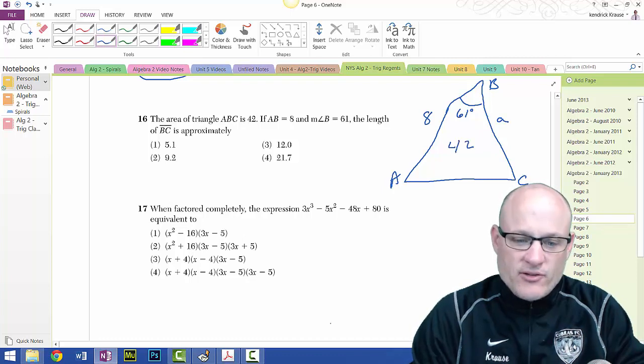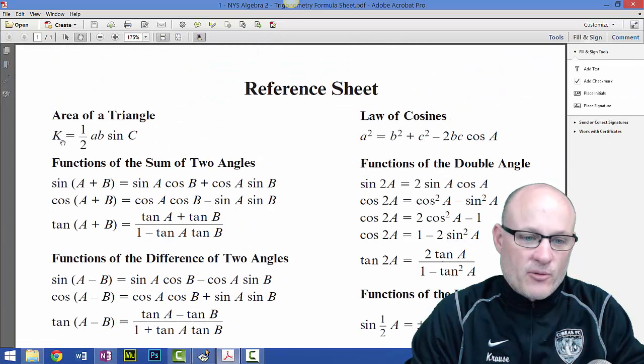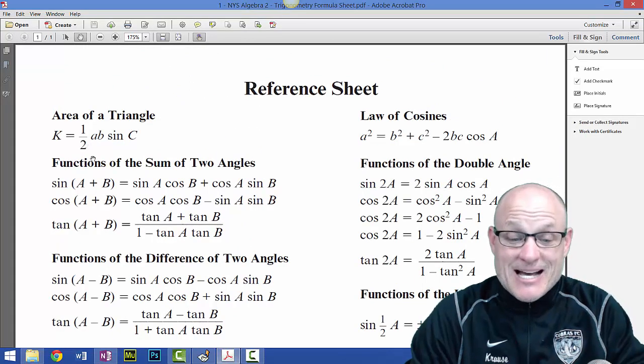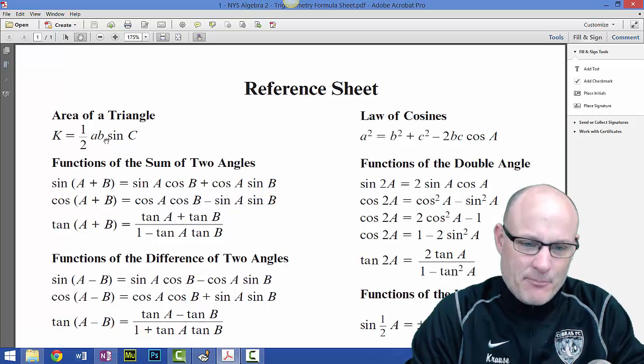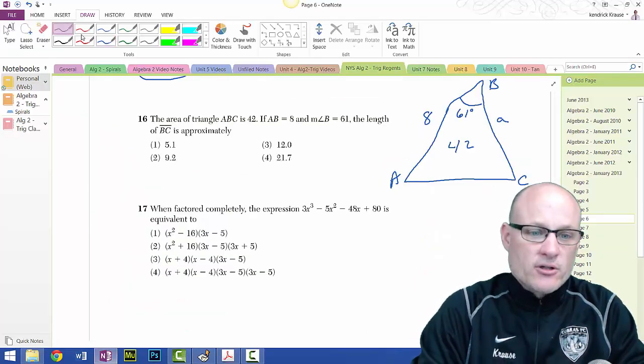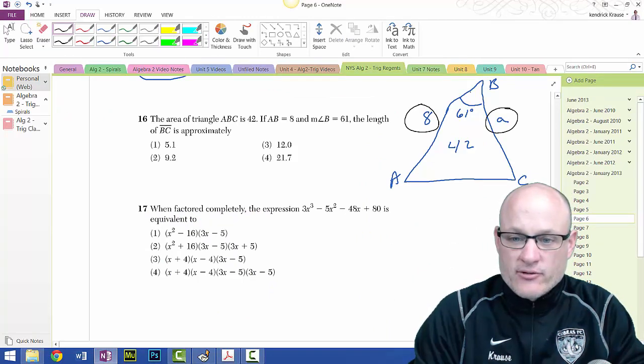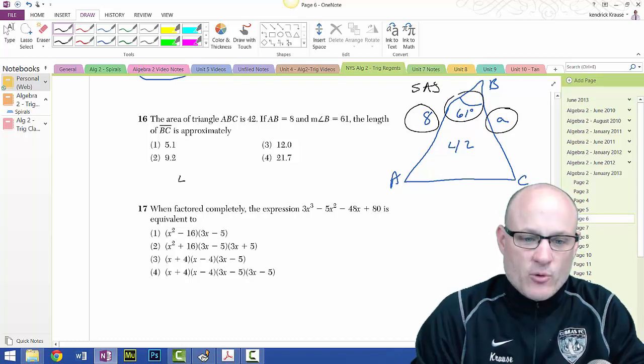This is where you go, oh yeah, I've got an area formula right here: 1/2 ab sine C. You have to be careful, it doesn't literally mean A and B and C. It means whatever the two sides are and the angle in between. That's side angle side. So I want to use this formula. 42 is equal to 1/2 times 8 times A times cosine of 61.